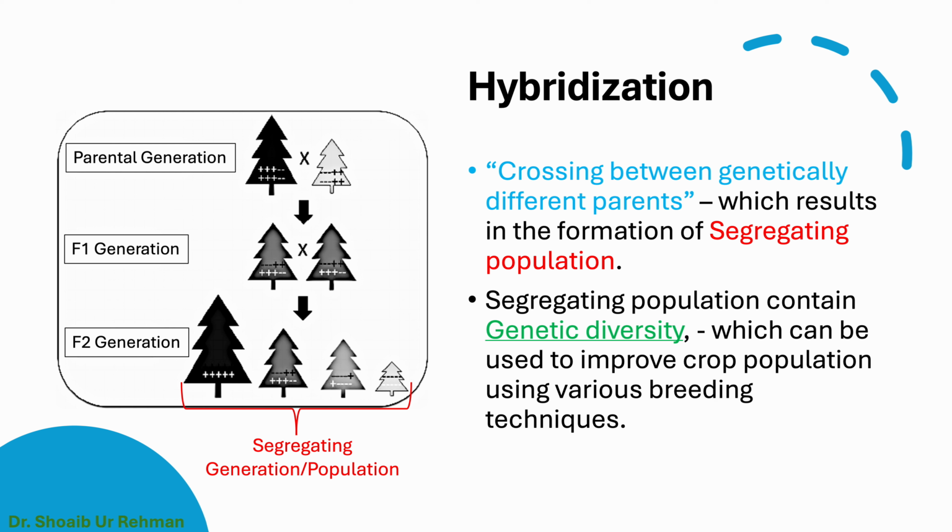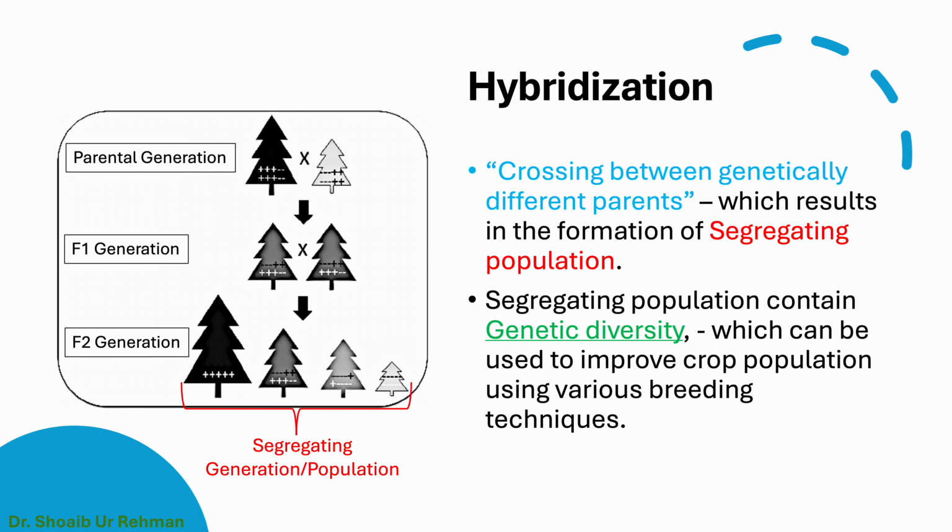As you can see on your screen on the left side, there is a figure which shows a parental generation. If you look closely, one parent has a tall plant height while the other parent has a shorter plant height. Both contain different sets of genes. Both are genetically different parents. That's why whenever these two types of plants are crossed, they will result in a segregating population. So whenever the parental generation of these plants are crossed, they result in the formation of the F1 generation.